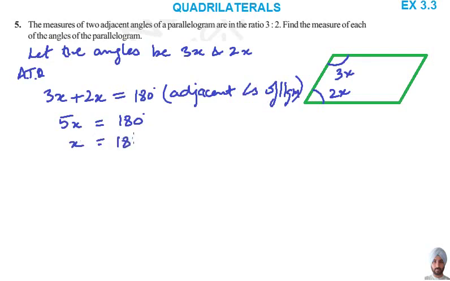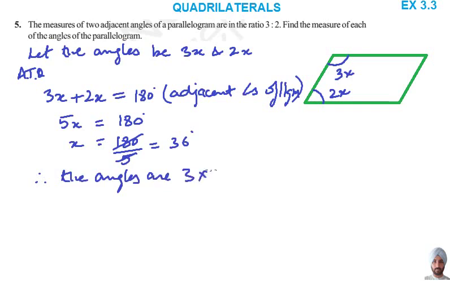Here x becomes 180 by 5. You can divide it. 5 3s are 15, 30, 5 6s are 30. So x is 36 degrees. But remember that we have to find the angles, not x only. Therefore the angles are 3 into 36, that is 108 degrees, and 2 into 36, that is 72 degrees. I hope you have understood the question. So now let's move on to the next question.